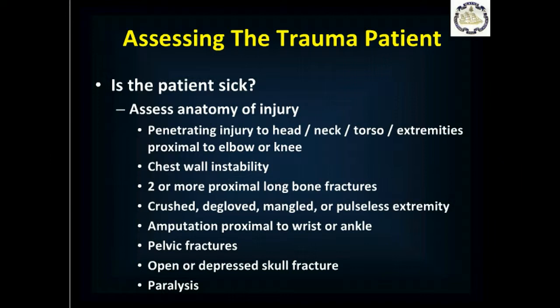Two or more proximal long bone fractures, so the humerus and the femur are considered the proximal long bones, the humerus in the arm, femur in the leg. If two or more of those are broken, that's a lot of energy to do that. Those patients need to be evacuated. If they have an extremity that's been crushed or mangled, or the skin's been pulled off, or there's no pulse to it, that's really bad too. They need to be evacuated not necessarily for the life threat, but for the limb threat.